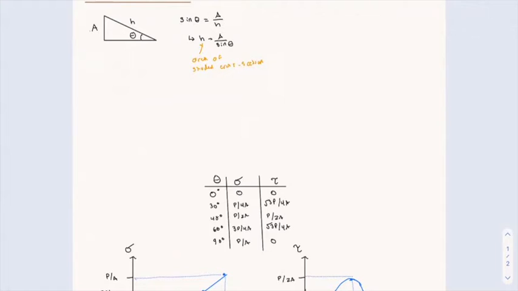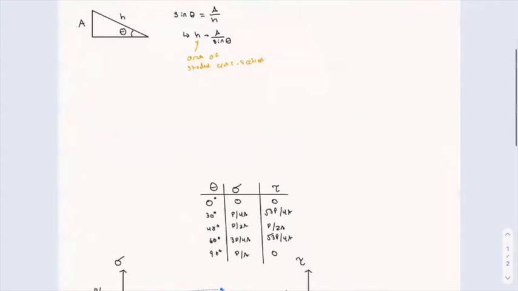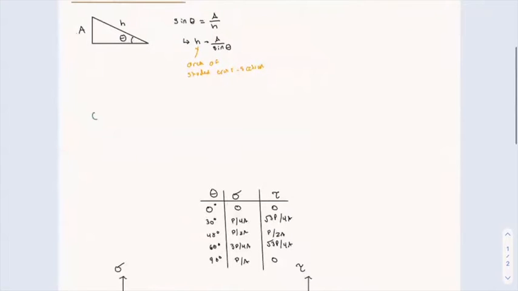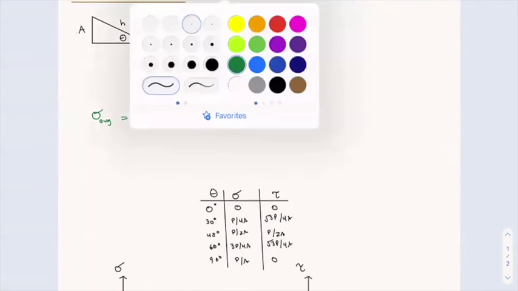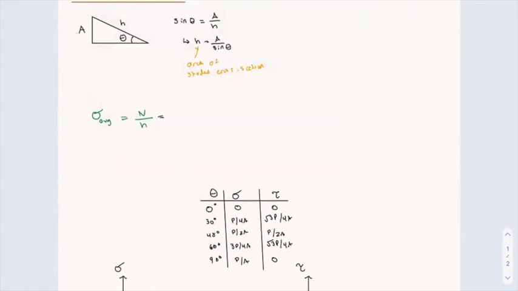And we can represent normal stress as sigma equals N over h. And from here we can plug in for N, which was P sine theta, and then we can plug in our h, which is A over sine theta. And that turns out to be P sine squared theta over A.